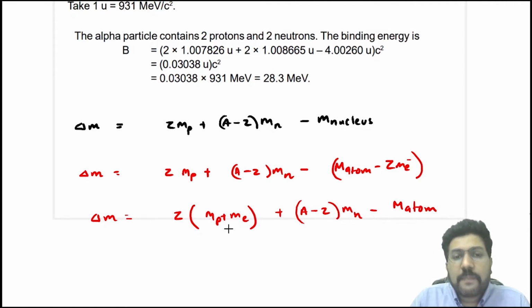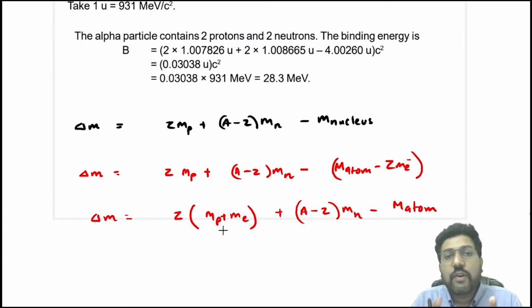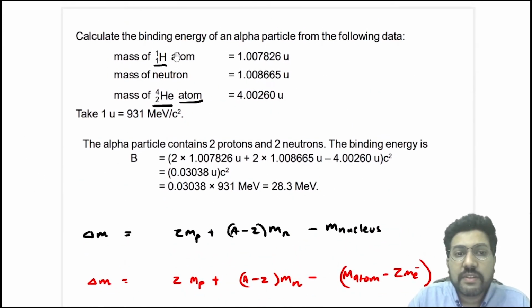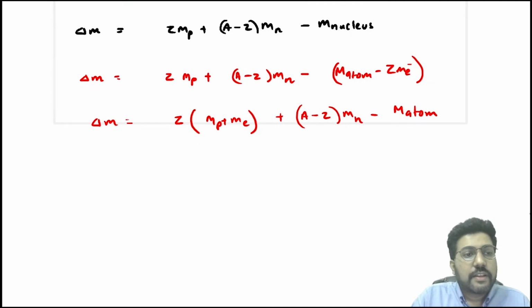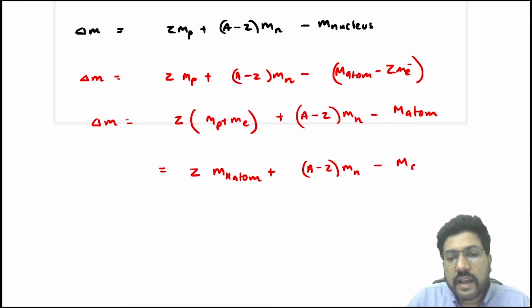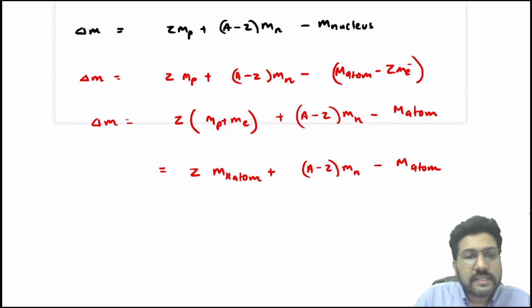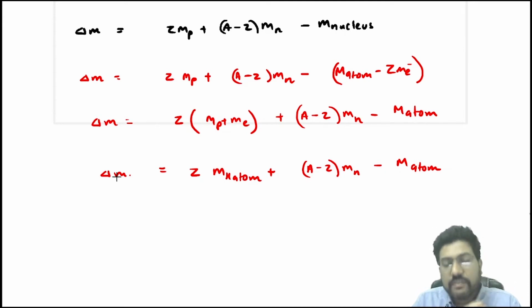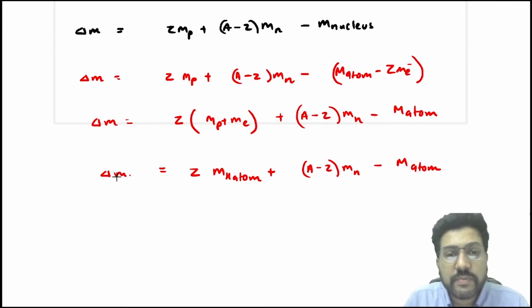Now Mp plus Me: one proton and one electron combine to form a hydrogen atom. So that is why they have not given you the mass of proton, but they have given you the mass of hydrogen atom. So delta M is Z into mass of hydrogen atom plus (A minus Z) into mass of neutron minus the mass of the atom. So this is delta M when they give you the mass of atom instead of the mass of nucleus, and the mass of hydrogen atom instead of the mass of proton.